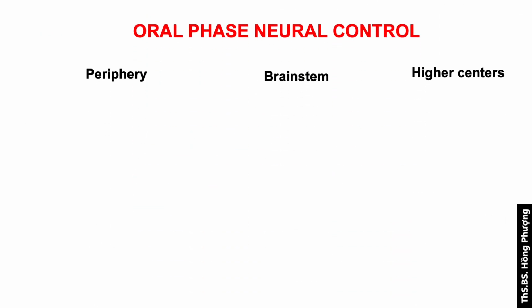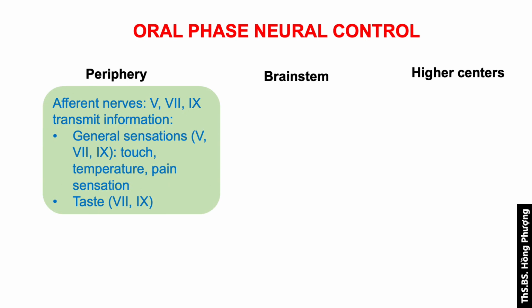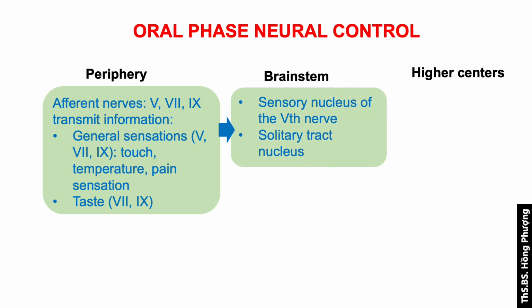The movements of the oral phase take place under the control of the central nervous system, in which the first afferent fibers of the 5th, 7th, and 9th nerves transmit information about general sensations like touch, temperature, and pain sensation, and also taste, to the brainstem.